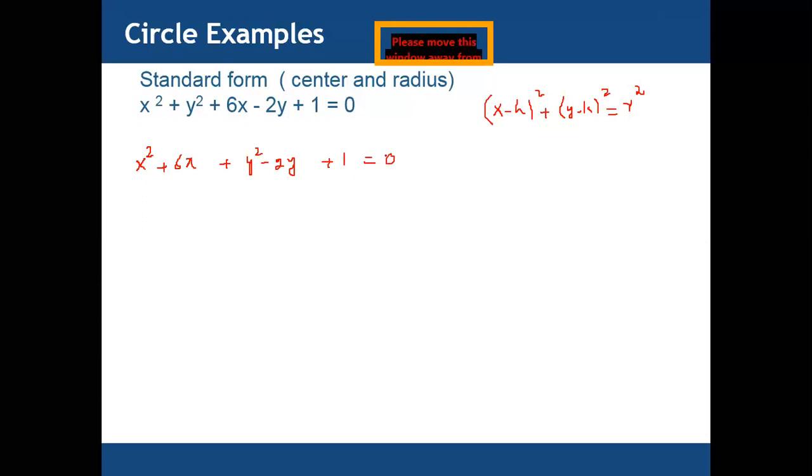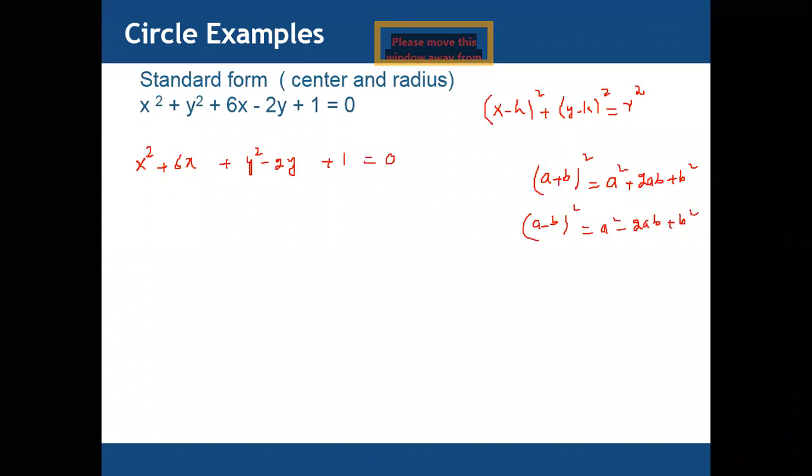So how can we write this in standard form, x minus h square plus y minus k square? Great, excellent, Ujit. We use two formulas: a plus b whole square and a minus b whole square. A plus b square equals a square plus 2ab plus b square. Same, we have a square minus 2ab plus b square.